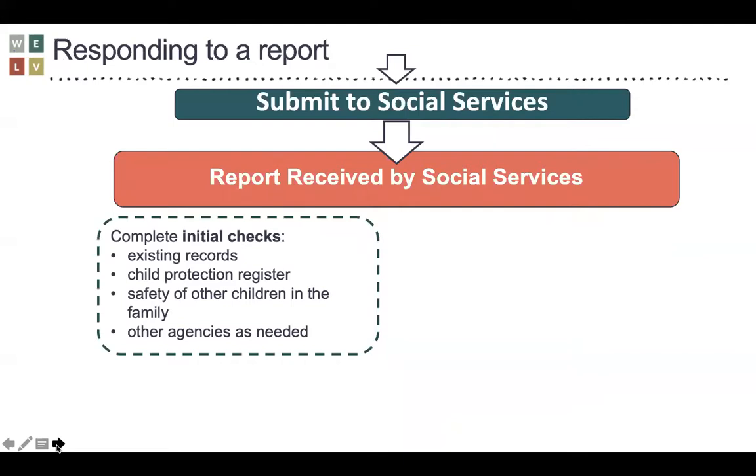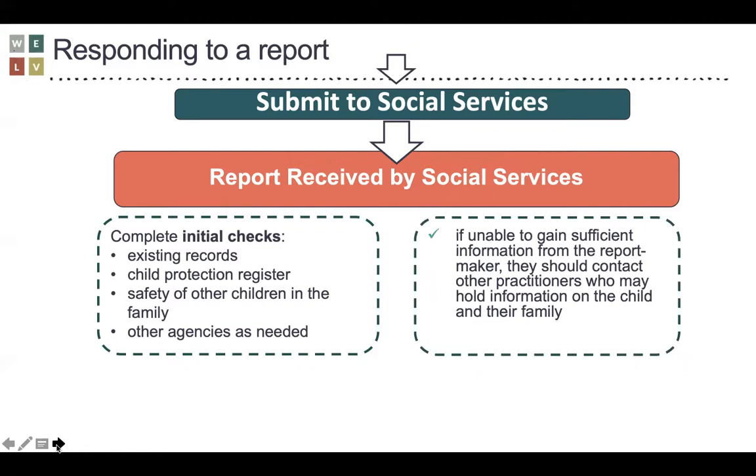Upon receipt of the safeguarding report, social services will complete some initial checks, and within the detail of the procedures, the checks that need to be undertaken are detailed, and these include checking existing records, checking the child protection register to see if the child is currently registered, to check in relation to the safety of other children in the family, and to identify what other agencies are involved or need to be involved.